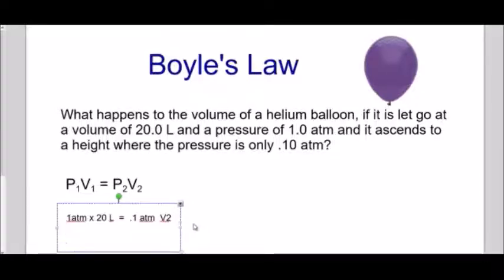What ended up happening is the pressure went down by 10 times, and so the volume should go up by 10 times, so you should end up with a 200 liter balloon as your answer for what V2 is. You can do the math yourself, but that's what you should get.